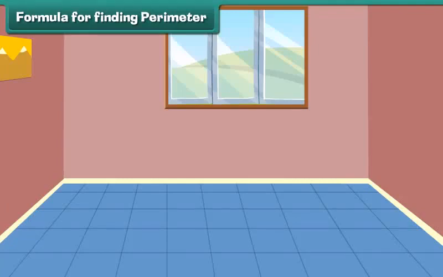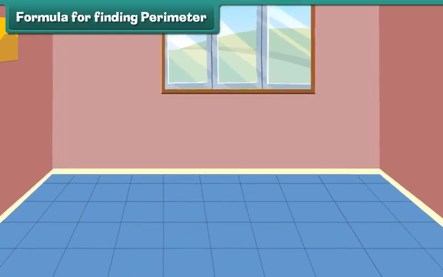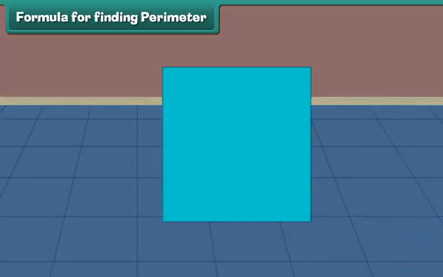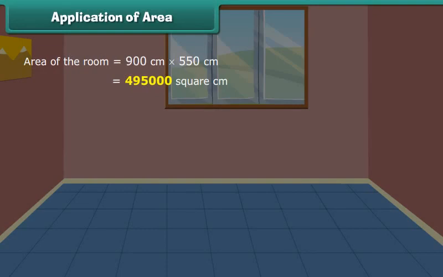This is a room of length 900 centimeters and width 550 centimeters. Rohan wants to change the tiles of the floor. If each side of the new tile is 10 centimeters, then how many tiles will be needed? Let us find the area of the room first. Area of the room is equal to the length multiplied by the width. It is equal to 4,95,000 square centimeters.